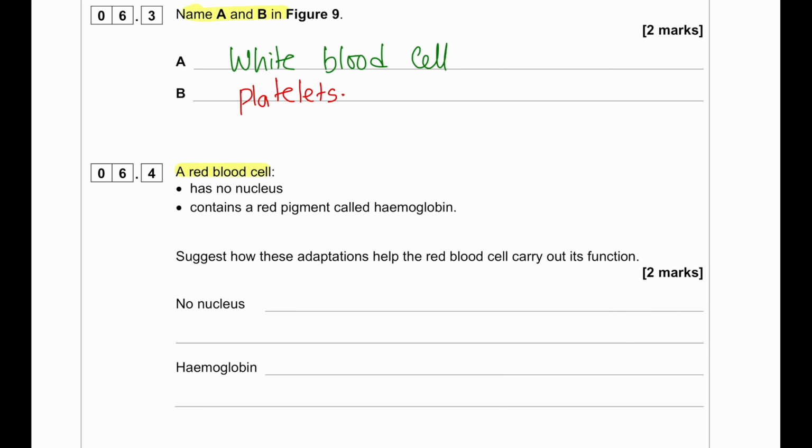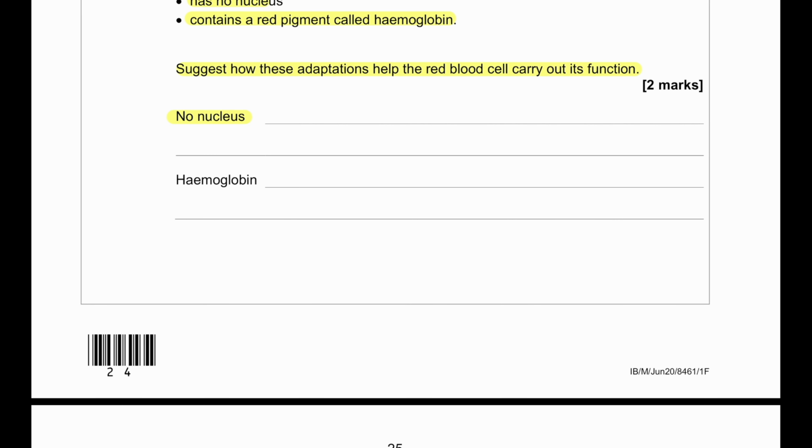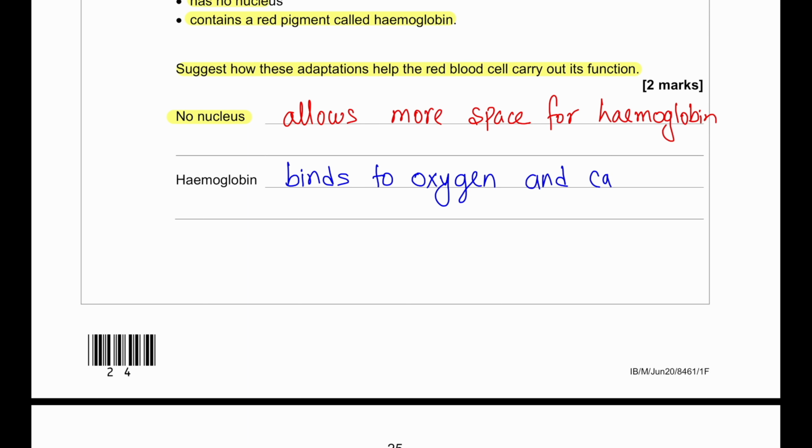A red blood cell has no nucleus and contains a red pigment called hemoglobin. Suggest how this adaptation helped the red blood cell carry out its function. Since the red blood cell has no nucleus, it has more space for hemoglobin, and the hemoglobin that it contains can bind to oxygen and carry oxygen.